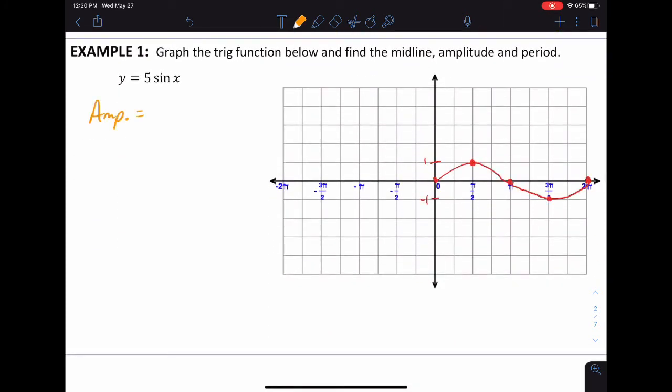Okay, example number 1. In red over here, I've already graphed the parent graph. The parent graph is y equals sine of x, the one we graphed in the notes last time. So this one is the one I'm going to graph now. The first thing I have to do is find the amplitude. Amplitude is the absolute value of A, and this guy has an absolute value of 5, so that means it's going to go up to 5.